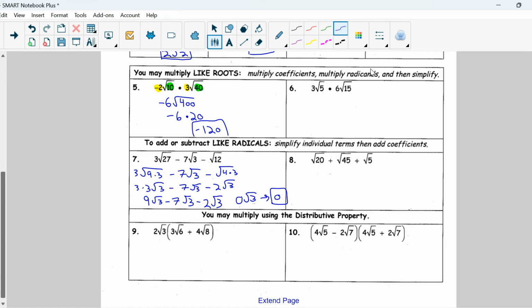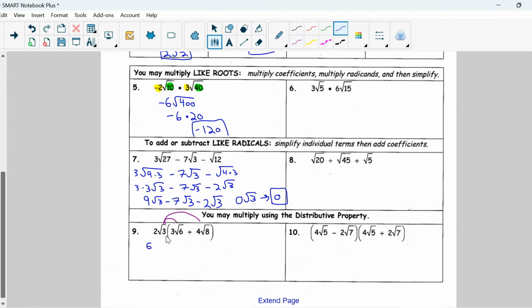Another huge aspect of our radicals is that you can use the distributive property. You can multiply radicals. Okay, so in example number 9 here, let's use the distributive property to distribute 2 square roots of 3 to each of our terms here. So if I was to multiply, remember, multiply your like roots. You would multiply our coefficients. So we have 2 times 3, which is just 6.